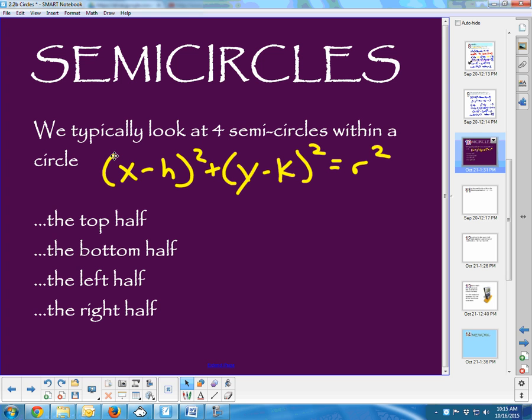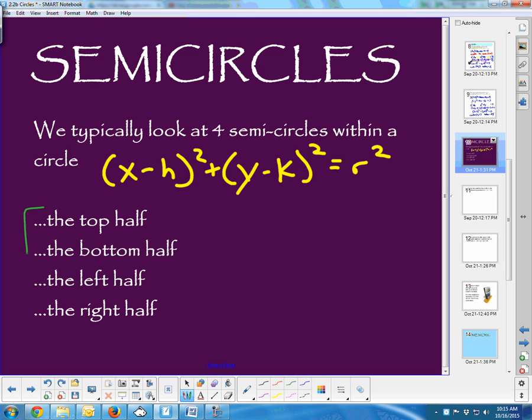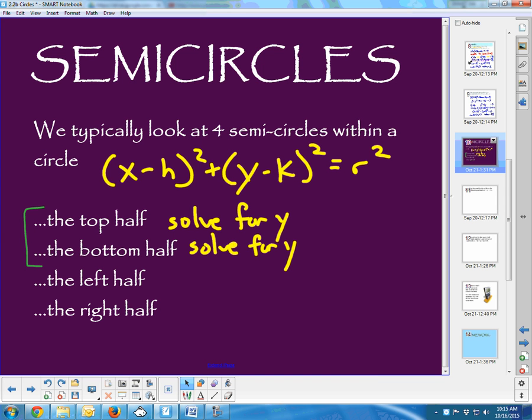Now, if we think about the top half, bottom half semicircles, we typically think of top and bottom being vertical in nature. The y variable is our vertical variable. Its axis goes vertically. It's up and down when we count and plot points. So here, if we're going to find the top half or the bottom half, we simply start by solving for y in each particular case. If you take this equation and solve for y, you're going to get the top half or the bottom half.